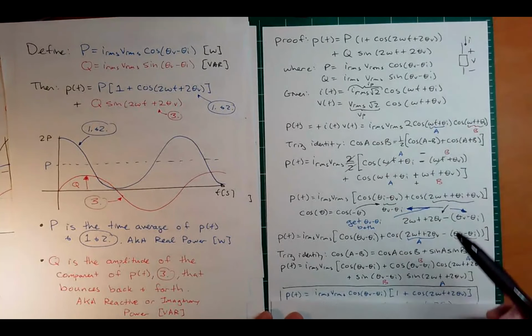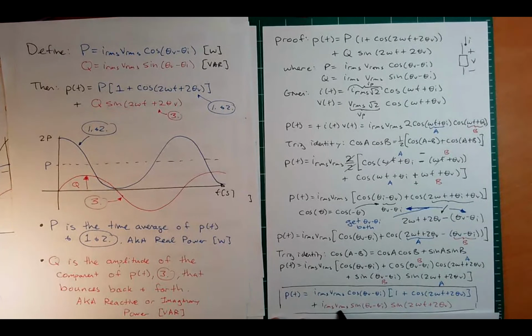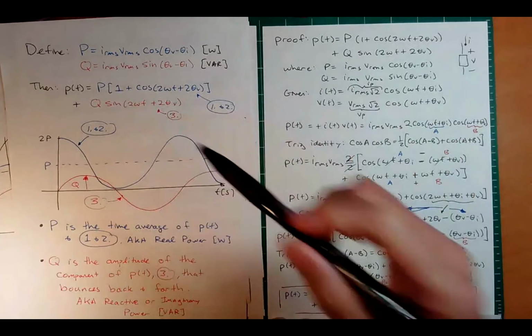That matches this. Because what do I have? IRMS VRMS cosine of theta V minus theta I, because that can be pulled out to the outside, times 1, because this would be a 1. And look at this, cosine of 2 omega t plus 2 theta V. Good. What about this one? I have IRMS VRMS times sine of theta V minus theta I, because I can pull this one out, times sine of 2 omega t plus 2 theta V. This matches this and matches that.